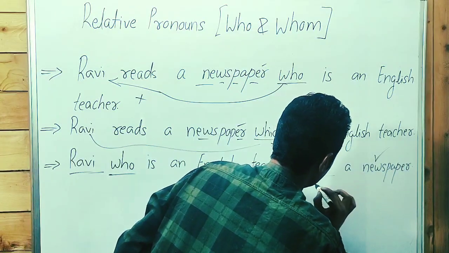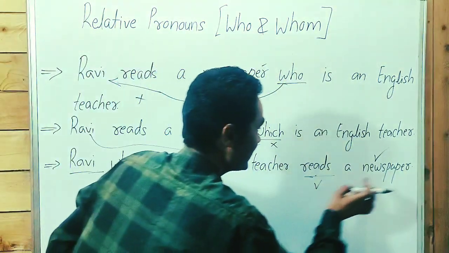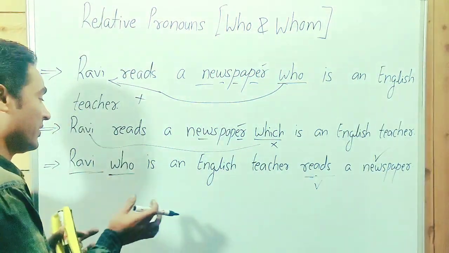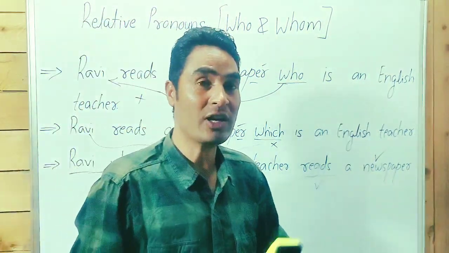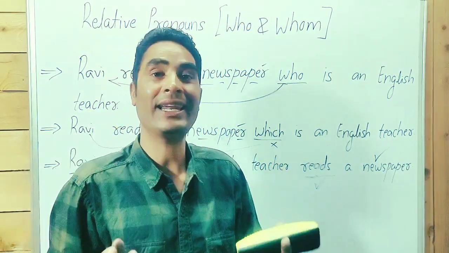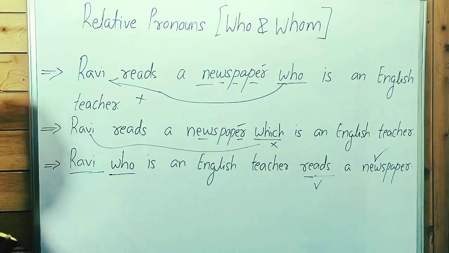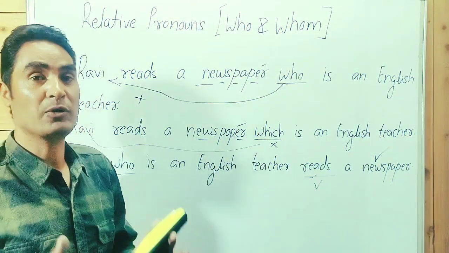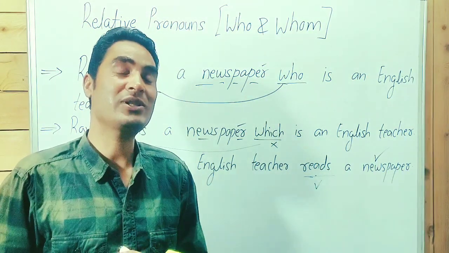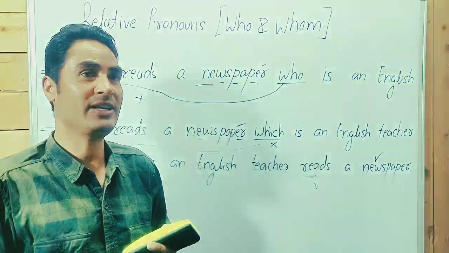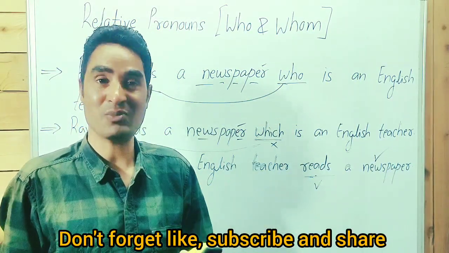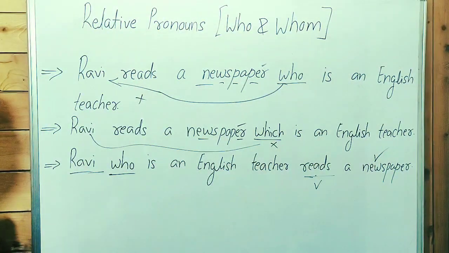"Reads" is the main verb of "Ravi reads a newspaper." Ravi reads a book. Who is an English teacher? We are talking about Ravi. Who Ravi? Who is an English teacher? I hope you have understood. I repeat, the position of a relative pronoun must be as close as possible to the antecedent. I hope you understood.